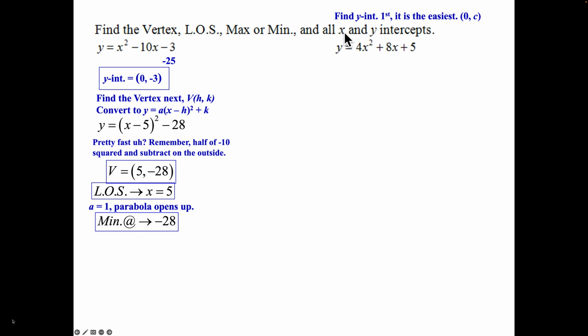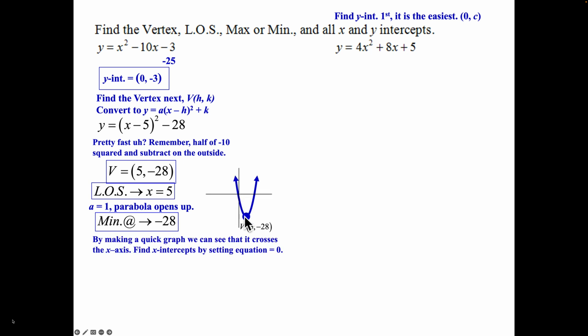Next, we've got to find the x-intercepts. That's the last thing. What I like to do is make a quick, rough graph. (5, -28) is going to be in quadrant 4. 5 to the right, down negative 28. Okay, there it is right there. We said it opens up. Do you see the graph crossing the x-axis? Yes. Therefore, I have to go find those x-intercepts.